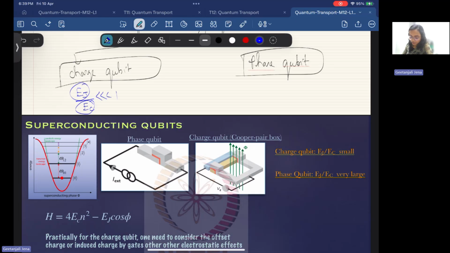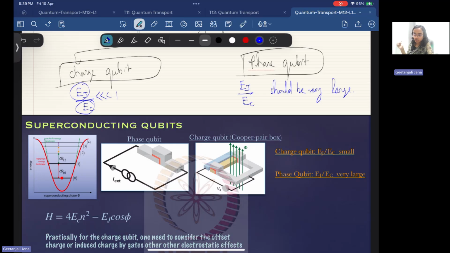And for the phase qubit, it is the opposite. To get a robust phase qubit, we need E_J by E_C to be very large. Okay, so these are the two types of superconducting qubits that are most commonly used.